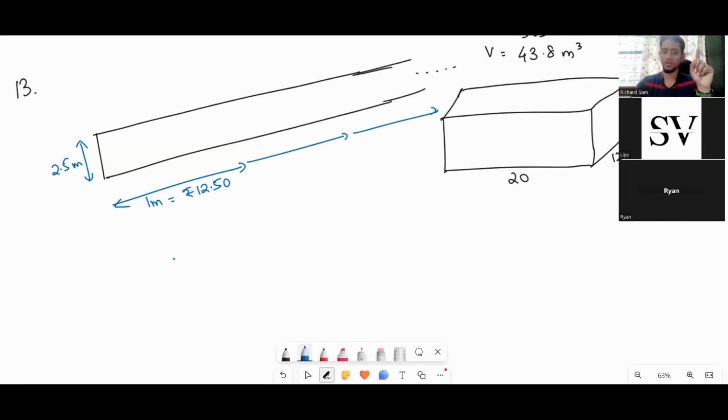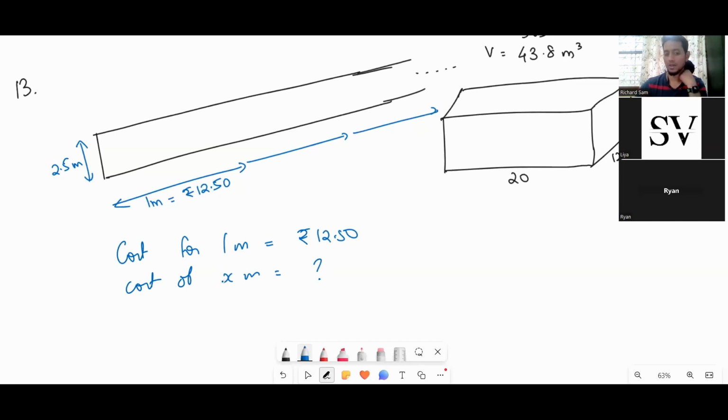We know the cost for 1 meter, sorry, not meter square. 1 meter is 12.5 rupees. We have to find the cost of X meters, the total length. That's what we have to find. Understood? Okay, so we need to find this X. Then we can find the total cost. Two values are missing.